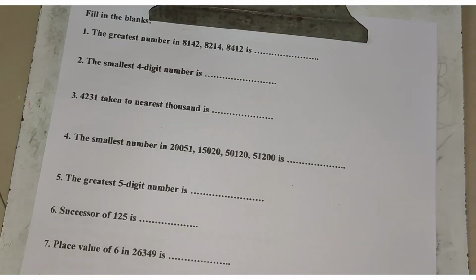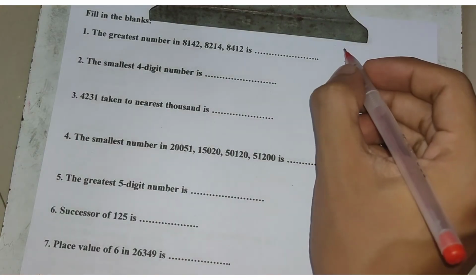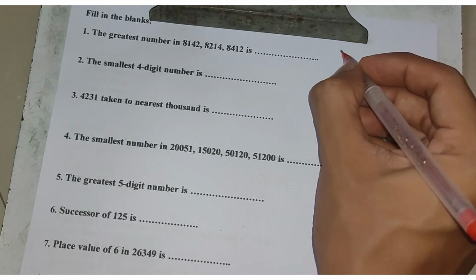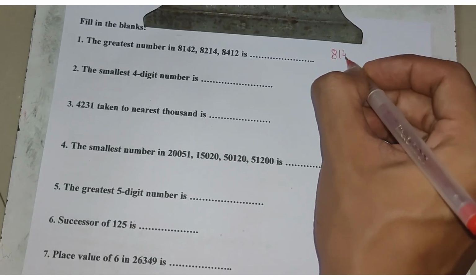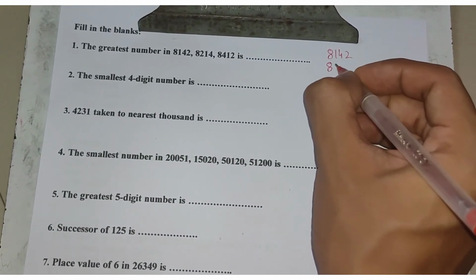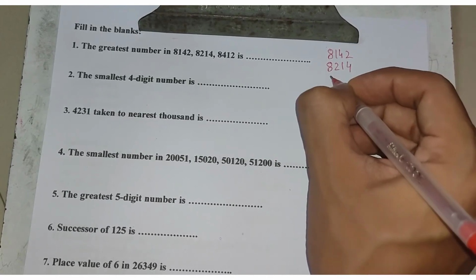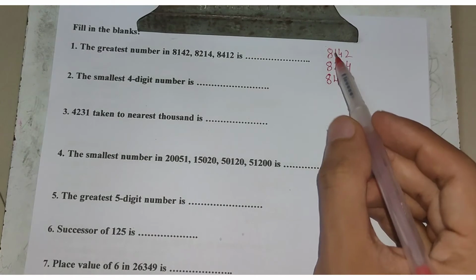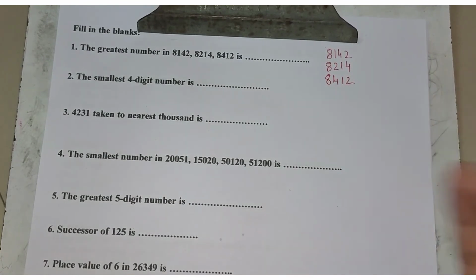Here are a few one-liners. Fill in the blanks. Let us identify and try to solve this. The greatest number among 8142, 8214, 8412. Compare the numbers and identify which will be the greatest. The first one is 8142, the second is 8214, the third is 8412. Thousands place, let us check. All the three are the same.